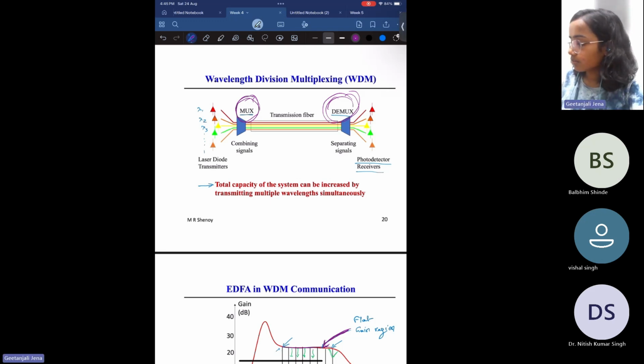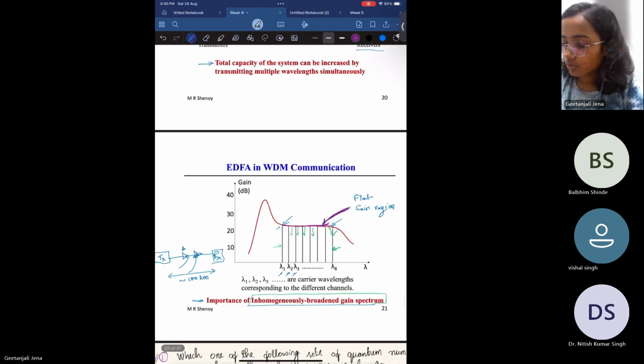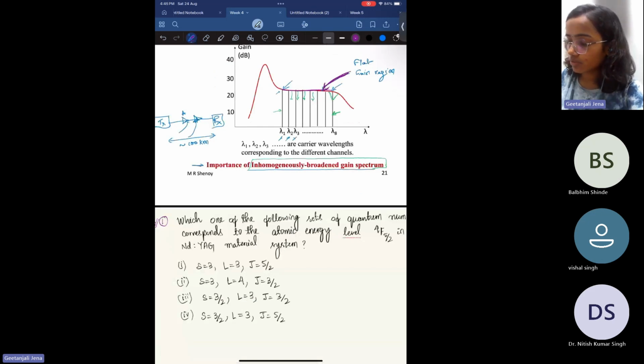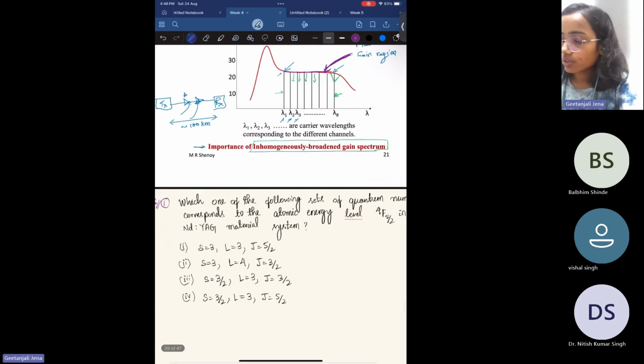Okay, so let us move to the problems. The first problem is a simple question. If you know the concept, then you can easily solve it. It is based on the energy notation. Let me read out the question for you. Which one of the following sets of quantum numbers corresponds to the atomic energy level 4F 5/2 in the NDR material system? These are the four options.